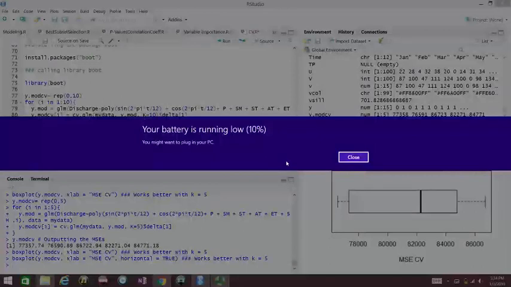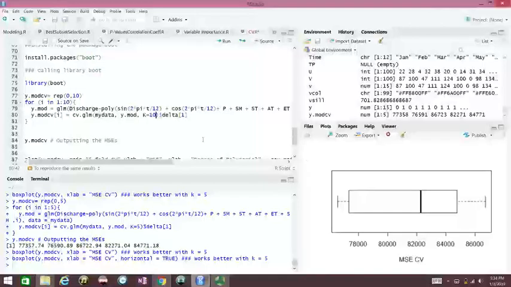Oh, sorry, my battery is low. Let me plug it in. Sorry about that. Okay.